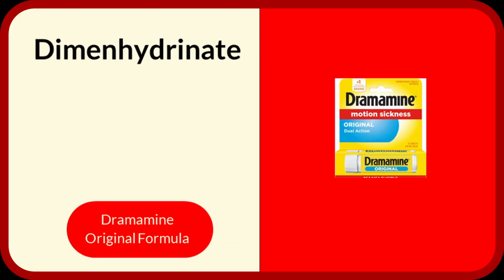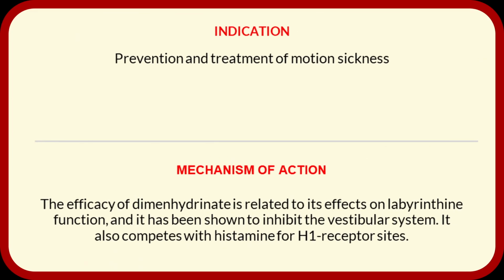For antiemetics and motion sickness, dimenhydrinate, known as Dramamine original formula, is used for the prevention and treatment of motion sickness. The efficacy of dimenhydrinate is related to its effects on labyrinthine function, and it has been shown to inhibit the vestibular system. It also competes with histamine for H1 receptor sites.